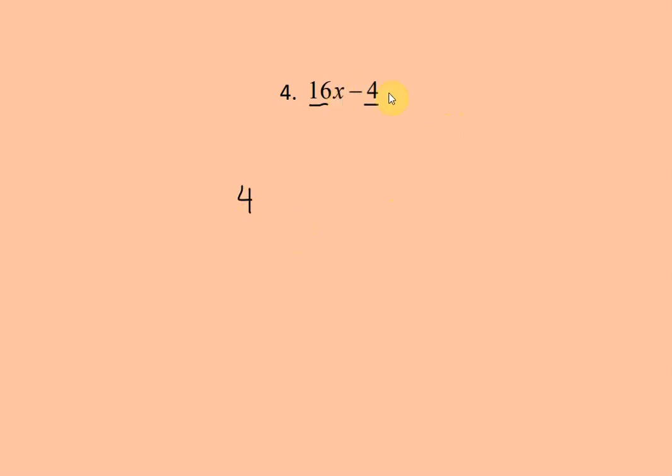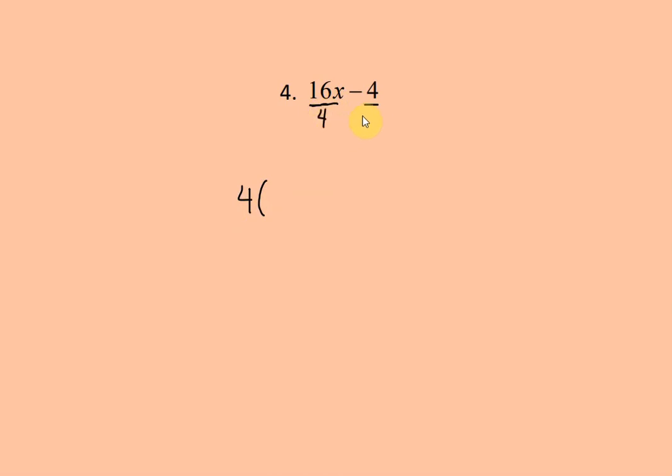The first term has an x and the second term does not, so that is not something they have in common. The only thing they have in common is the number 4. That's the only thing they can both be divided by. All right, again, we put in parentheses what's left once we divide by that greatest common factor.